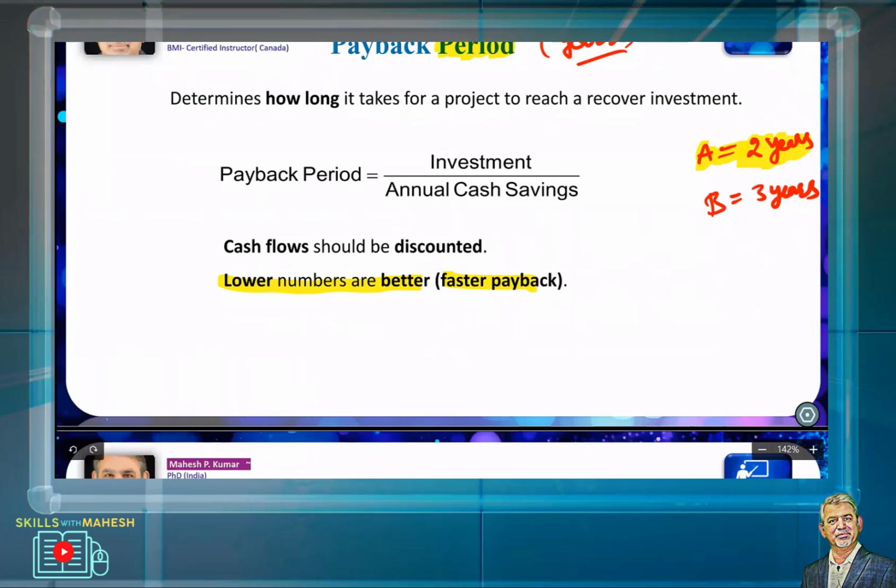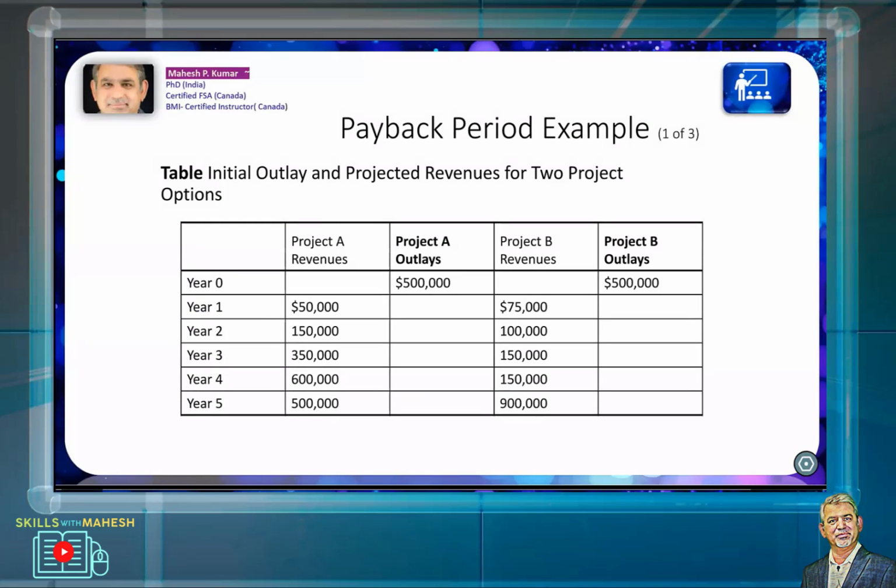Let us do some example here. I don't think it is easy to read this one, so I will read it for you. This table gives initial outlay as well as projected revenues for two projects, right? And the names of those two projects are project B on the right hand side here, and project A in the third column here in the middle, right? And project outlay is given here. Outlay means when we start a project, what happens? We make investment, money goes out of your pocket.